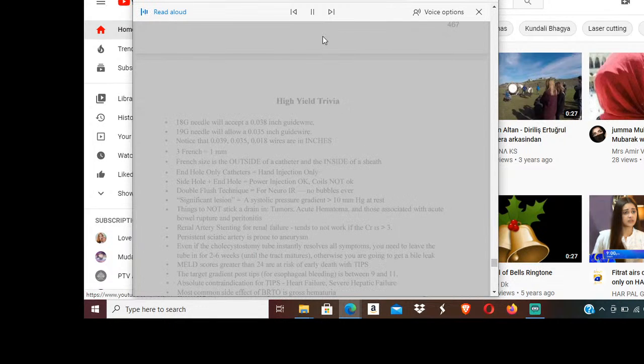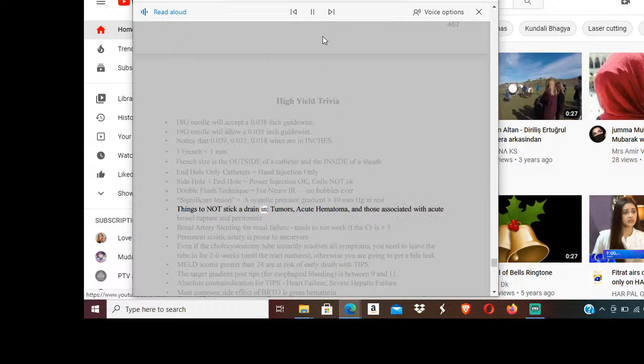467. High yield trivia. An 18G needle will accept a 0.038-inch guide wire, a 19G needle will allow a 0.035-inch guide wire. Notice that 0.038, 0.035, 0.018 wires are in inches. 3 French equals 1 millimeter. French size is the outside of a catheter, and the inside of a sheath. End hole only catheters equals hand injection only. Side hole plus end hole equals power injection. Double flush technique is for neuro IR. No bubbles ever. Significant lesion equals a systolic pressure gradient of 10 mmHg at rest.